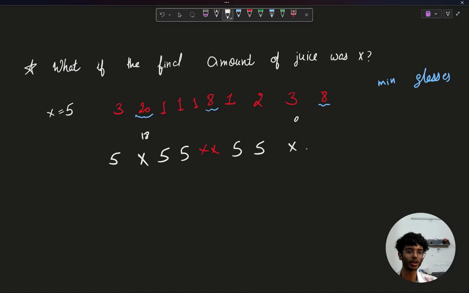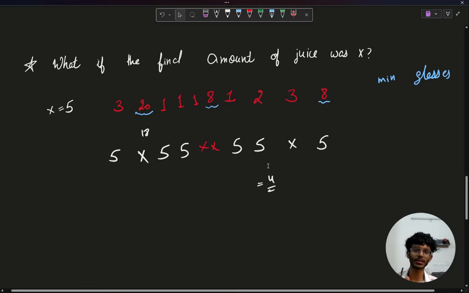It says 5 and this had to be removed. Now this 8 is there. So it's better that I keep 5 as the juice and just waste 3 units of juice. So in total, we removed 4 glasses, which is the most optimal for x equal to 5. Right.